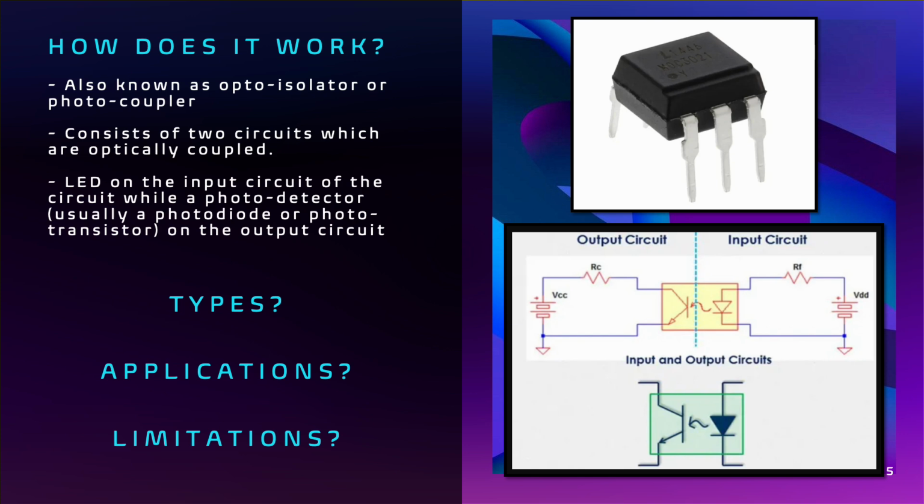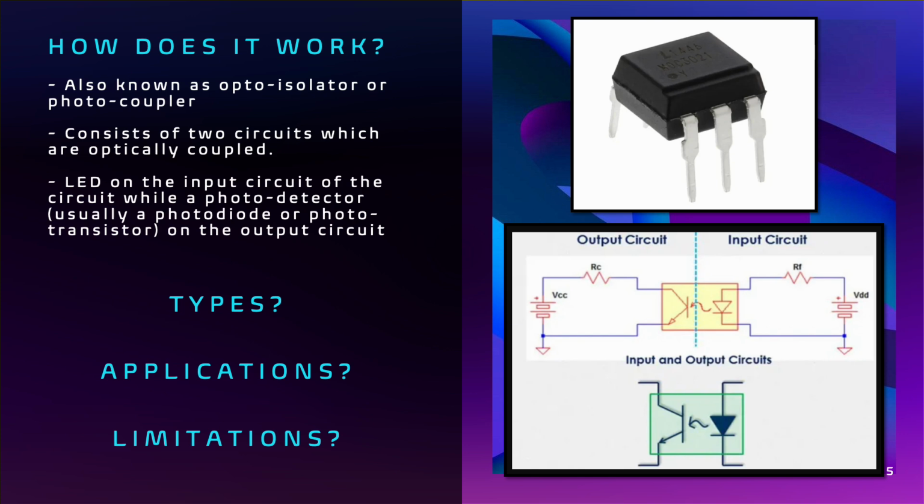When an electrical signal is applied to the input side of the optocoupler, the LED is either turned on or off depending on the signal. The emitted light is then detected by the photosensitive component on the output side, which generates a corresponding electrical signal. This allows the input signal to be replicated on the output side of the optocoupler while maintaining electrical isolation.